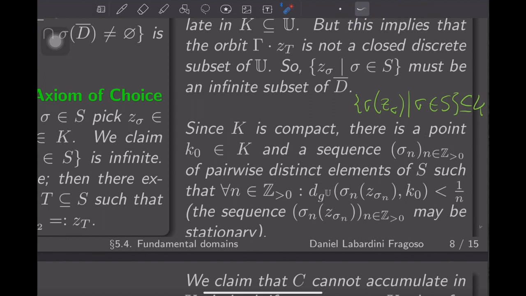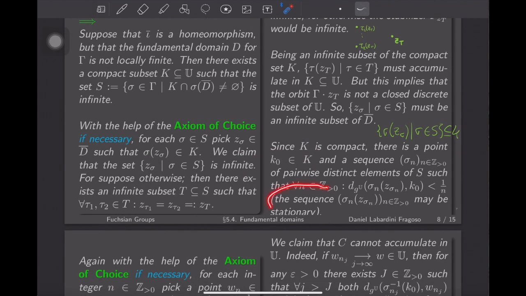If this is finite, I can take some constant sequence, the one that gives me infinitely many repetitions of something, or if it's infinite, I can take K naught to be an accumulation point. But in either case, there is some sequence of this form that converges to K naught in K. And I notice that the sequence may perfectly well be stationary, like if this set is finite. So I'm not claiming that this set is infinite.